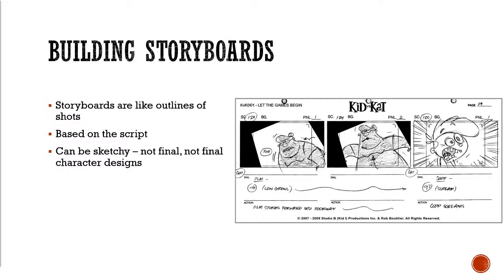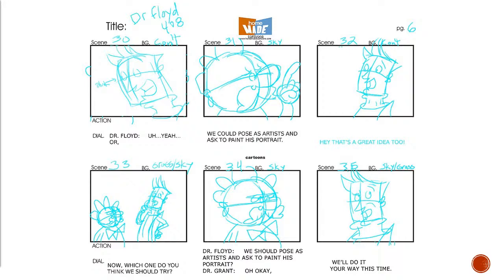Building storyboards. So storyboards are, again, outlines of shots. You're building the script into a comic strip. And the important thing about storyboards is that they can be very artistic, but they can also be super sketchy. They are a communication and planning tool. They are not a museum piece, if that makes sense.